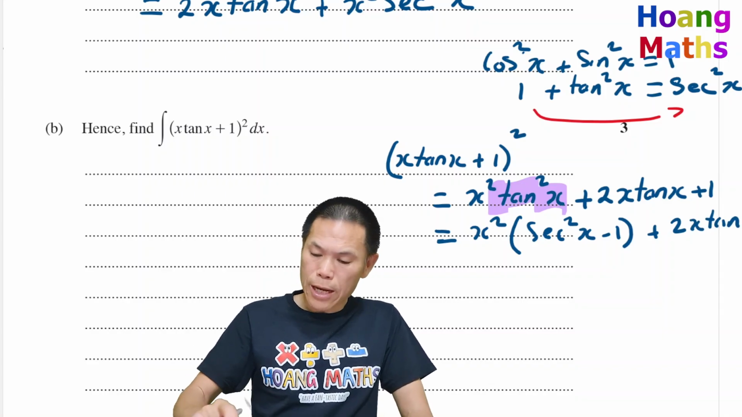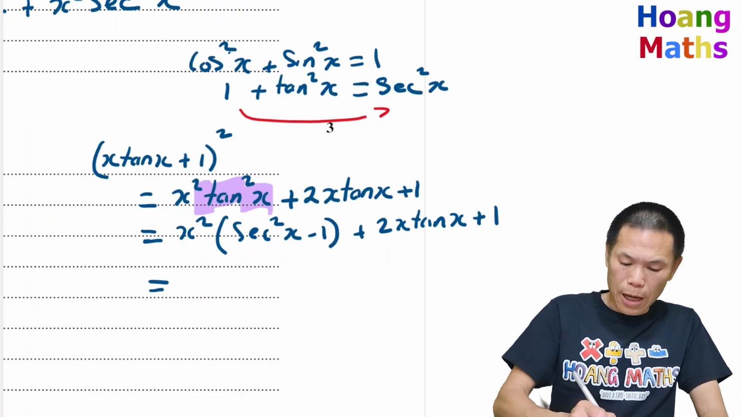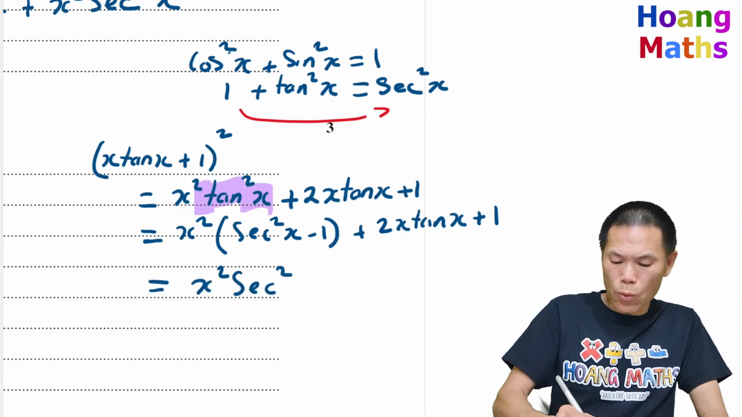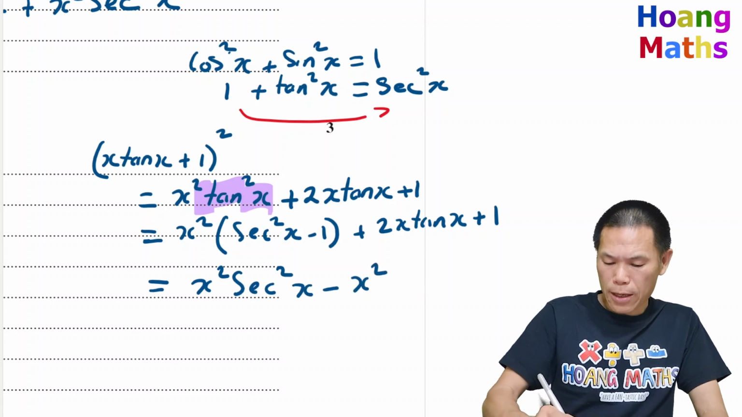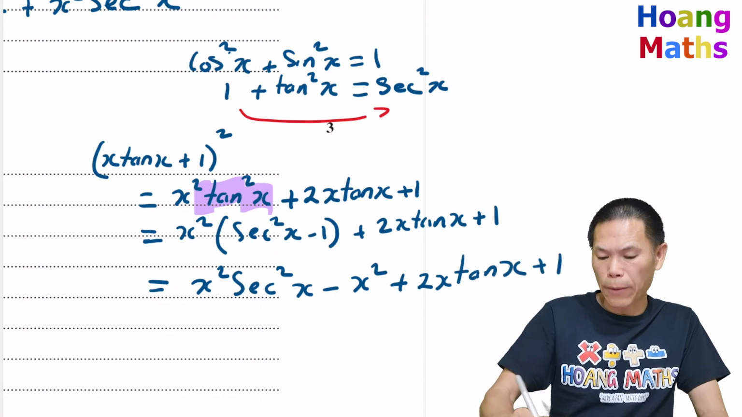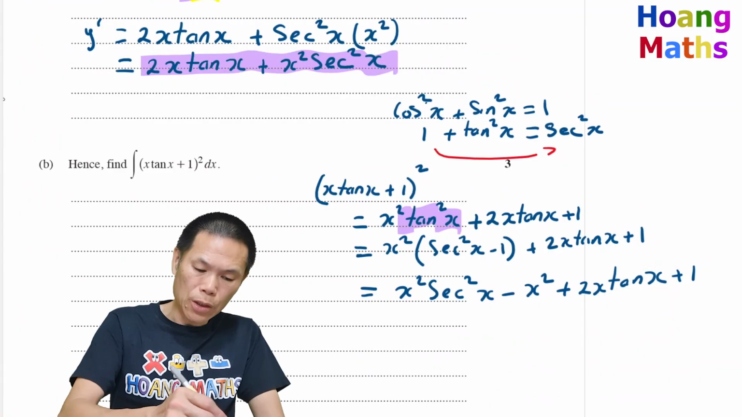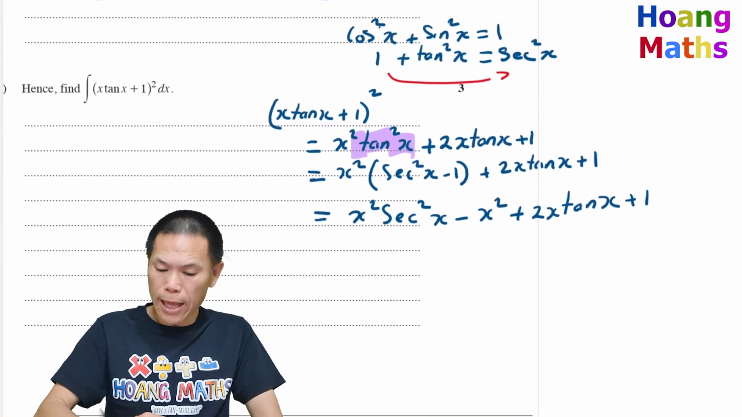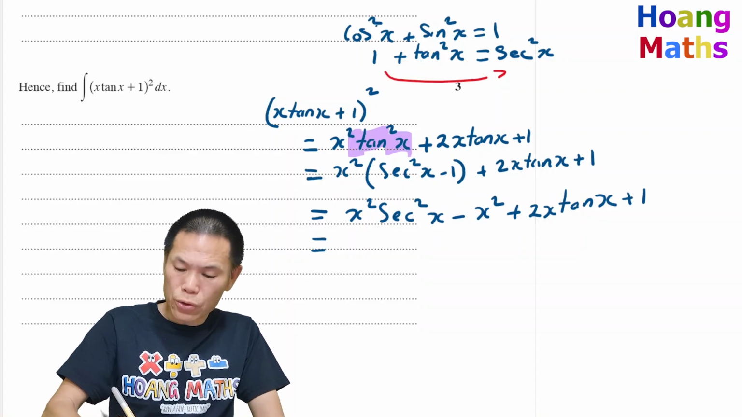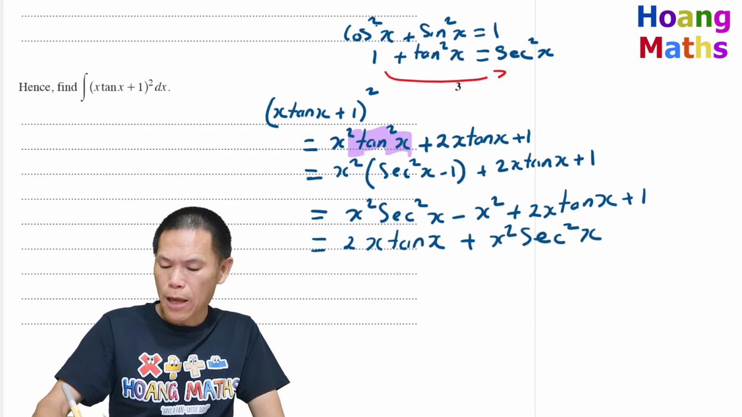Now I just remove the bracket first. That becomes x squared sec squared of x minus x squared, plus 2x tan x plus 1. Let me rewrite it in the same order as part A. So now that is 2x tan x plus x squared sec squared x minus x squared plus 1.